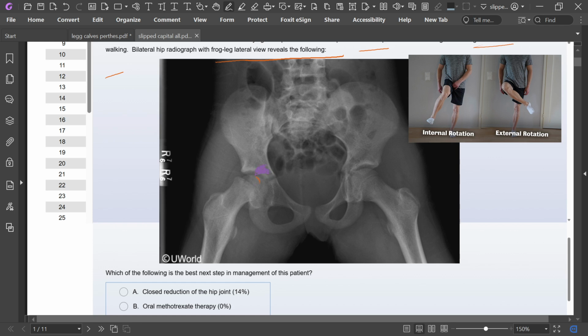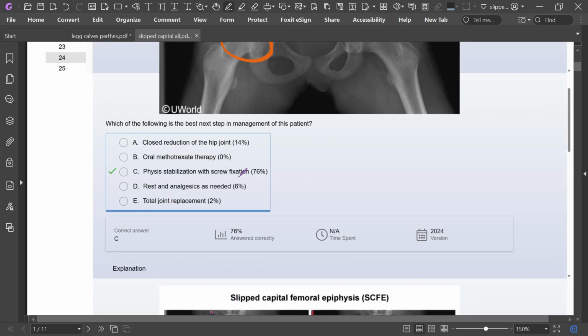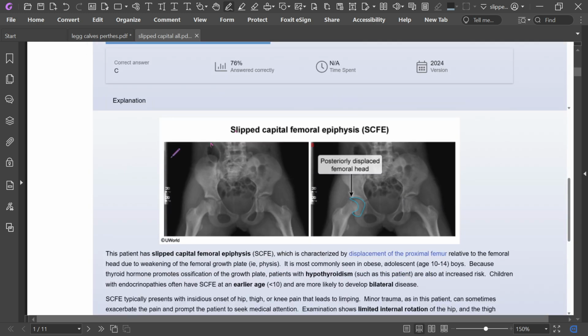Look at this femoral head, and so it has been slipped. So this is slipped capital femoral epiphysis. In here you need to do physis stabilization with screw fixation. So this is slipped capital femoral epiphysis, posteriorly displaced femoral head.